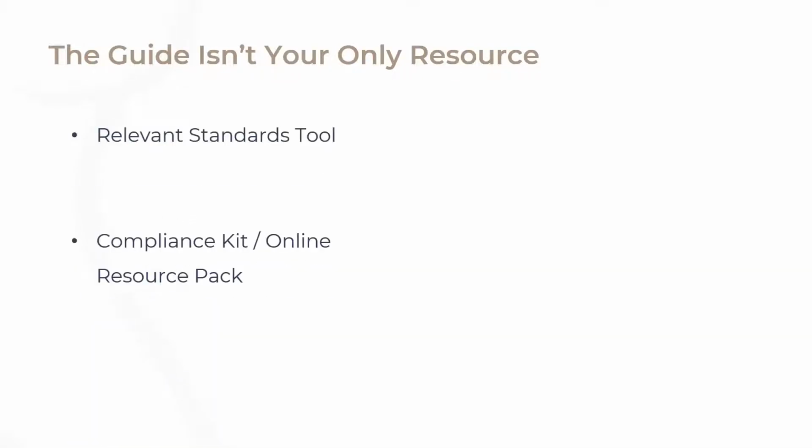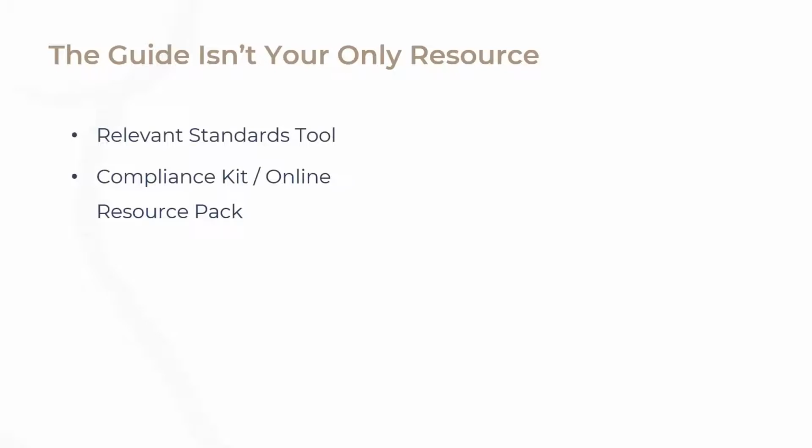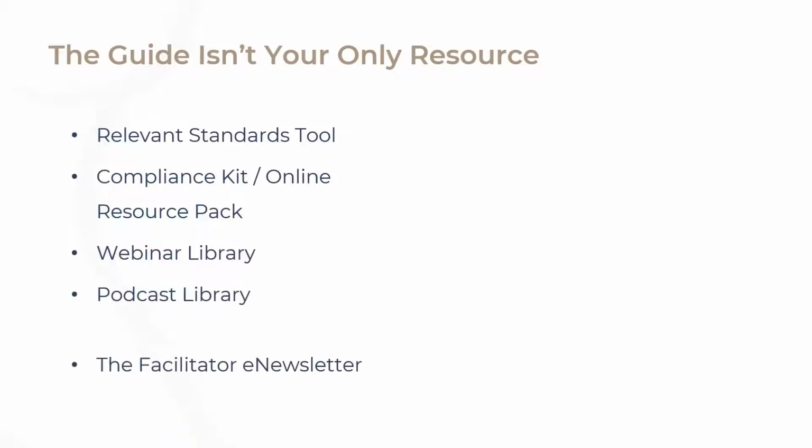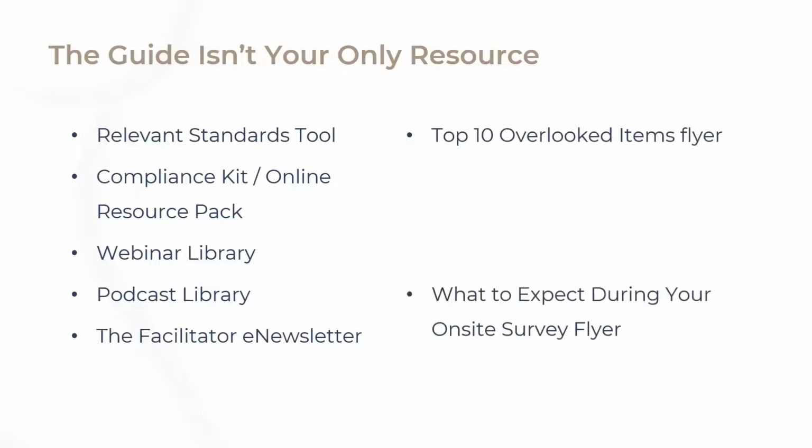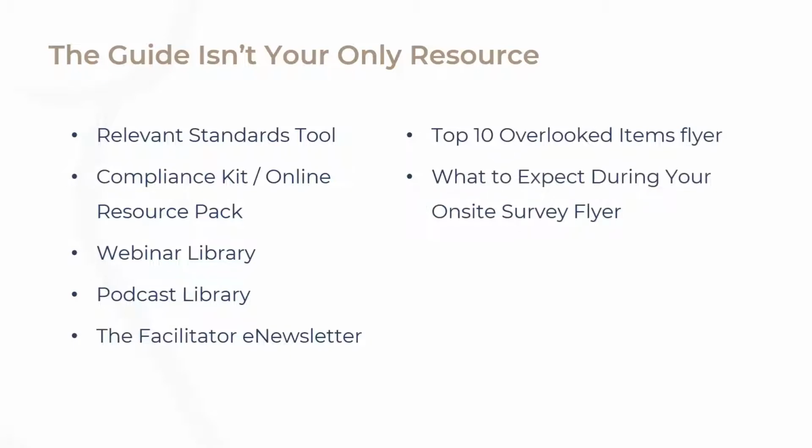Now, the guide isn't the only tool and resource. On our website, we also have the Relevant Standard tool, the Compliance Kit, an online resource pack, and our webinar library. Our Credcast podcast library, the Facilitator e-newsletter, the Top 10 Items Overlooked flyer, the What to Expect During Your On-Site Survey flyer, online FAQs, and Medicare resources and links. Basically, abcop.org has a plethora of helpful information.